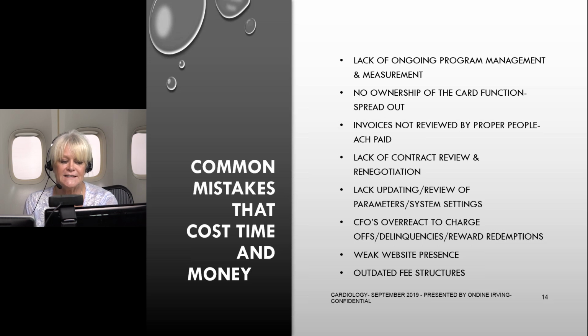No offense to the CFOs out there, but often there's an overreaction to charge-offs, delinquencies, reward redemptions. I'm going to get into those expenses as well. And just to start off, your top two processing expenses for cards are going to be charge-offs and your card processor. That represents up to 60% of a credit union's processing expenses for a credit card program.